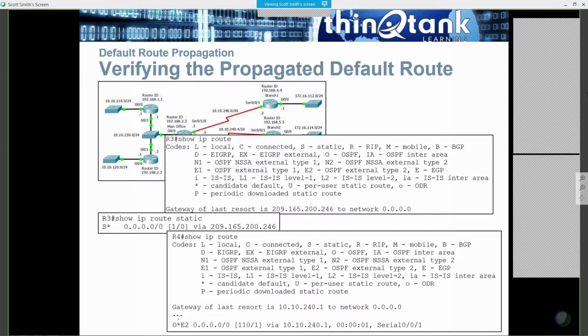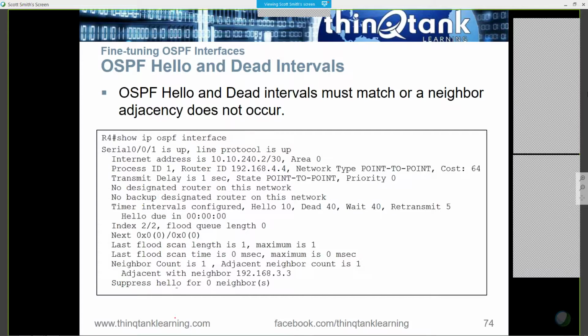All right. If you want to see the hello and dead intervals on an interface, you run show IP OSPF interface. This does work in Packet Tracer, and you can see your hello timer and your dead timer. What did I tell you about the hello and dead timer in OSPF? Between neighbors, they have to match. I also told you that the dead timer was 4 times the hello timer. But the other thing I told you was that in order for two routers to form an adjacency, those timers have to match. If the timers don't match, the routers will not form an adjacency.